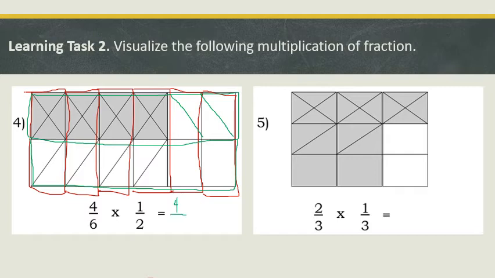Then, ilang hati lahat yon? So, 12. Then, saka nyo siya, isi-simplify. So, ganun lang po siya. So, ito po ay magiging 1/3. Okay? So, likewise, dito rin naman po sa number 5. So, alin po ba yung nag-overlap sa pa-cross? So, ito po, 1, 2, 3. So, 3 lang.